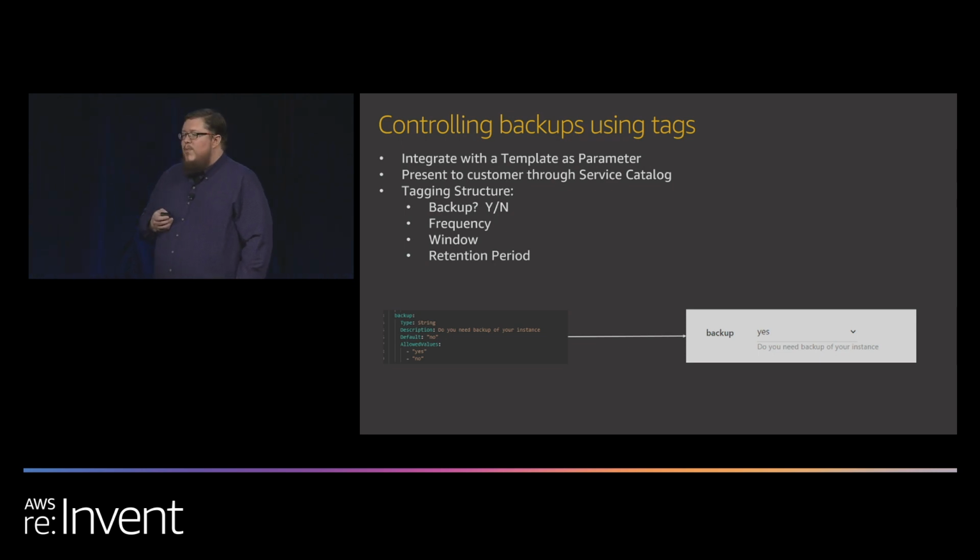So we control backups with tags. So we integrate those tags with a template, and those templates are accepting parameters. So what you see here is a real simple example in the CloudFormation template. Do you need a backup of your instance? Yes or no? That's not what our customer sees. That's the code behind it. Our customer sees that box on the right. Backup. Yes or no? Each one of those parameters can be presented through Service Catalog or through CloudFormation deployments.